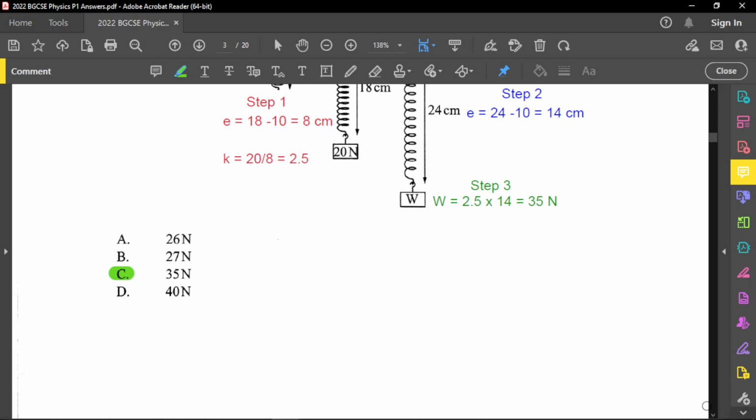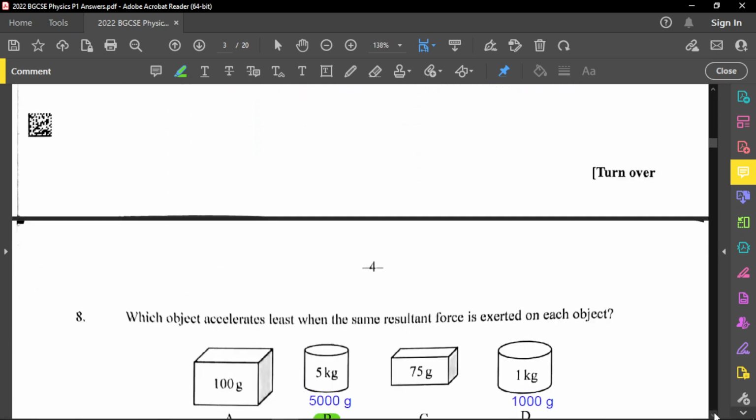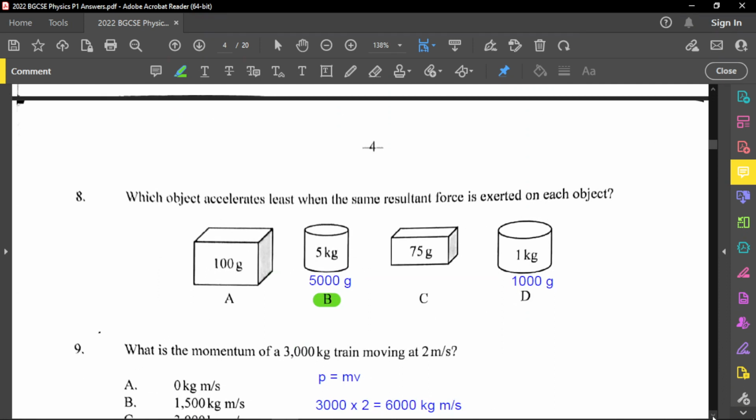All right, so let's jump into the next question real quick, which is question number 8. It says, which object accelerates least when the same resultant force is exerted on each object? If you remember the formula, force is equal to ma, mass times acceleration. So the larger the mass, it means the acceleration will be the smallest.